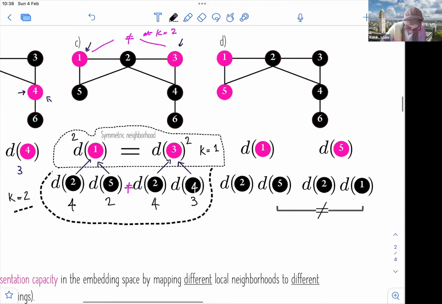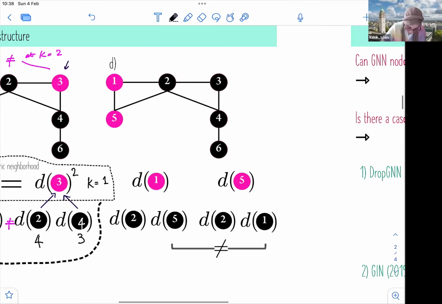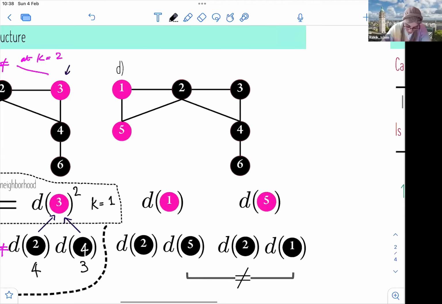All right. So now for the last graph D, we're looking at nodes 1 and 5. So 1 has as neighbors 2 and 5, right? And 5 has 2 and 1, right? So here, what happens is that first, what is the degree of 1? It's 2, so we have 2 and 2, so that's fine. They're equal for K equals 1. But for K equals 2, we see a divergence because here 5 has a degree.